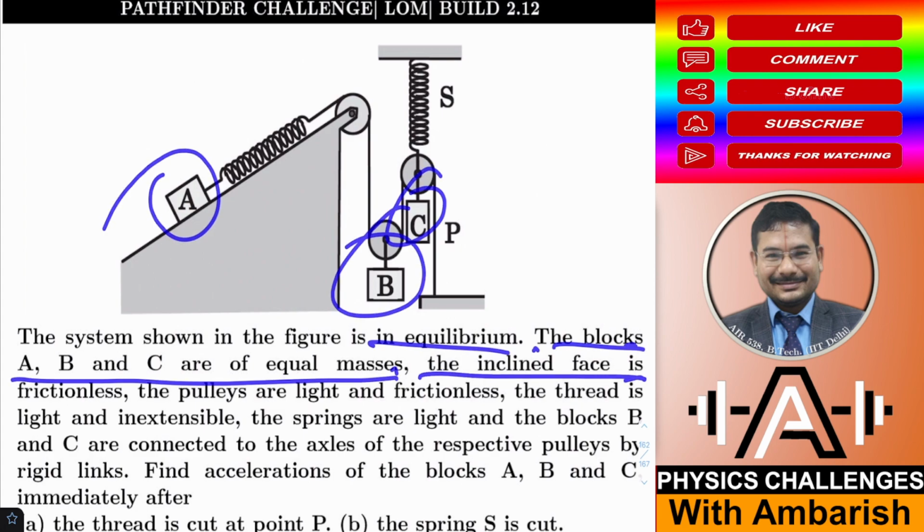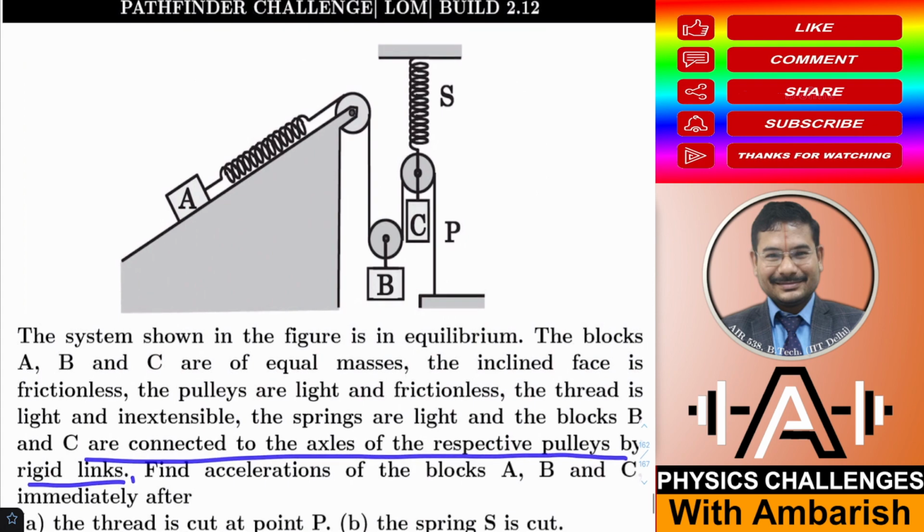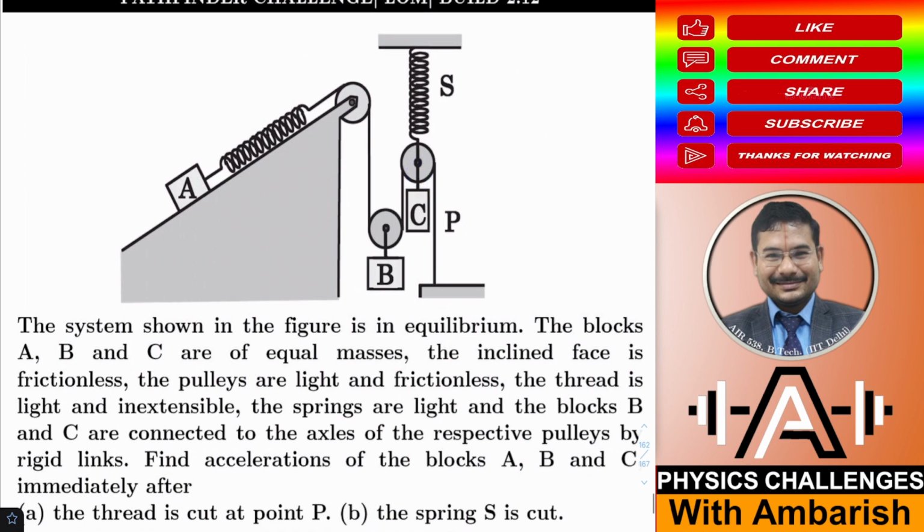The inclined face is frictionless. This is a frictionless surface. The pulleys are light and frictionless. The thread is light and inextensible. The entire thread is light and inextensible. The springs are light, and the blocks B and C are connected to axles of respective pulleys by rigid links. It's not a string, it's a rigid link. Like a rigid rod you can think, and C is also connected with a rigid rod.